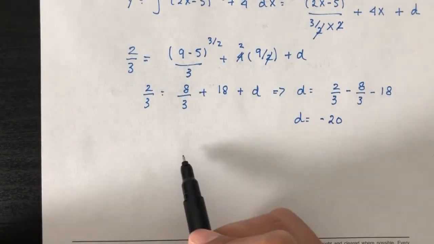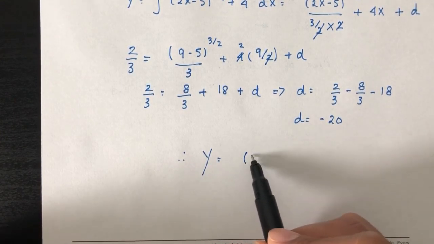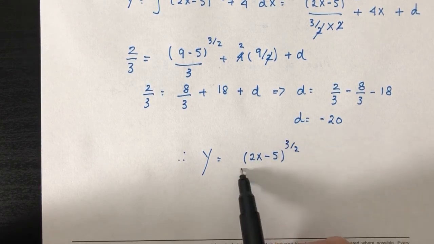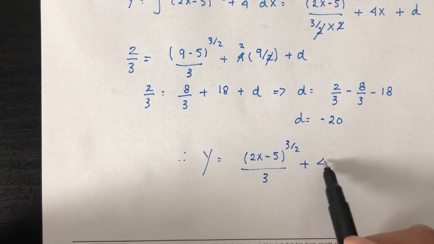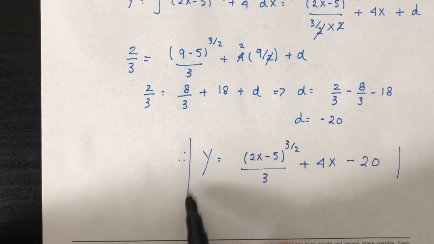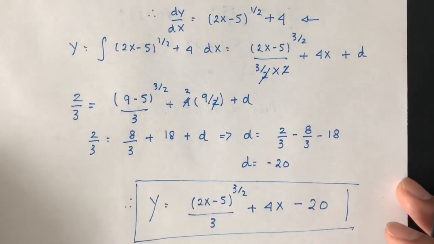So finally, your answer will be y equal to 2x minus 5 power 3 over 2 divided by 3 plus 4x minus 20. So this is your answer for the equation of the line, which is y. So that was the last question of this paper.